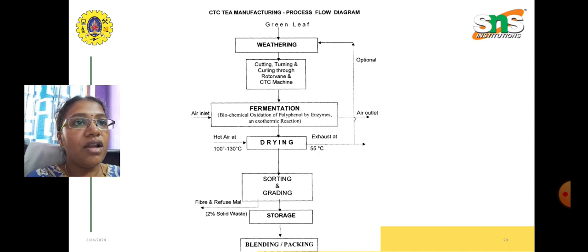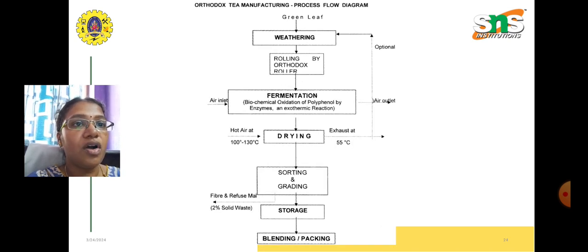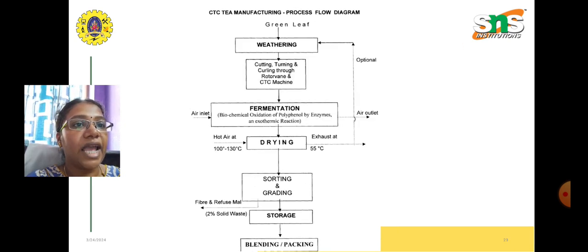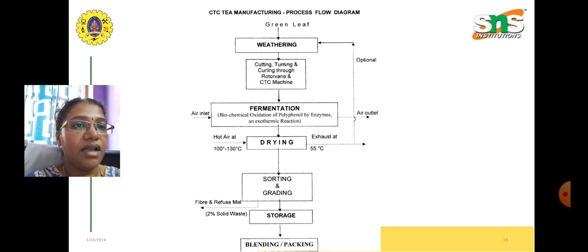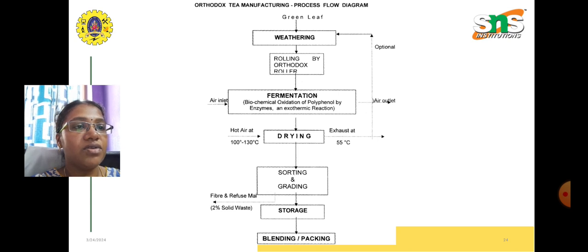So this is the overall process flow diagram for CTC tea manufacturing. As we already discussed, the main unit operations are withering, fermentation, drying, sorting and grading, storage, and then we blend and pack. Orthodox tea also involves the same process, whereas the fermentation, hot air, inlet and exhaust air temperatures and other matters are stated here. In CTC we are using rotovane and CTC, whereas here we are using the orthodox roller.